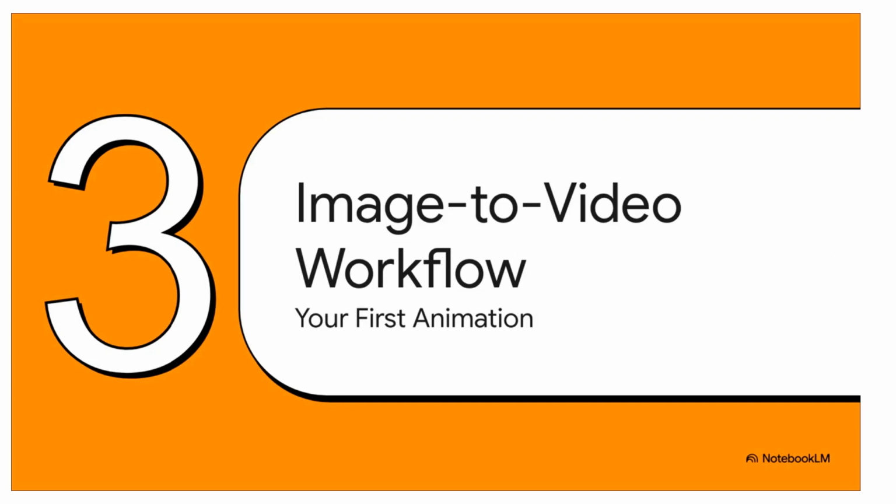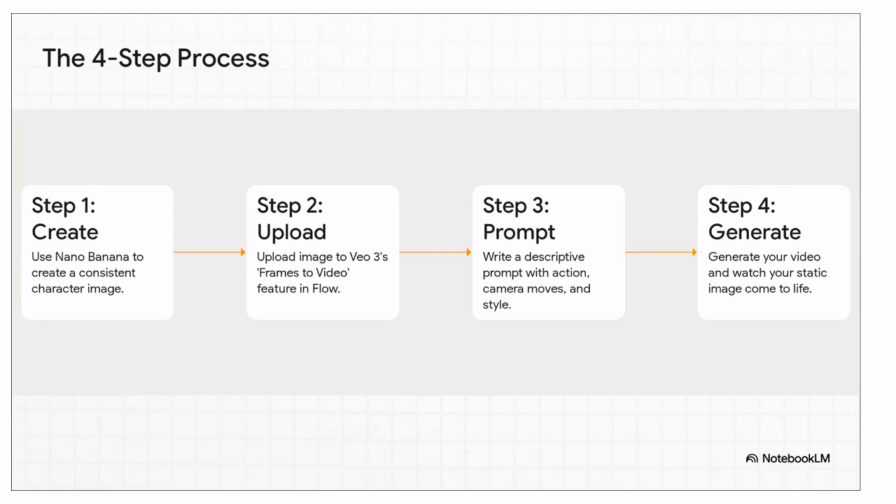Okay, so how does this actually work in practice? Well, the whole process is surprisingly straightforward. Let's break it down into 4 simple steps to get your first animation up and running. It all starts with creating your actor with the image model. This is your visual anchor, the source of truth for your character. Then you just upload that image into the video tool. From there, you write a director's prompt to describe all the action, and boom, you generate the video. Let's take a closer look at each step.